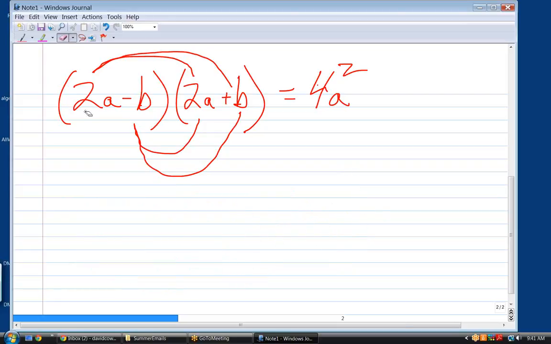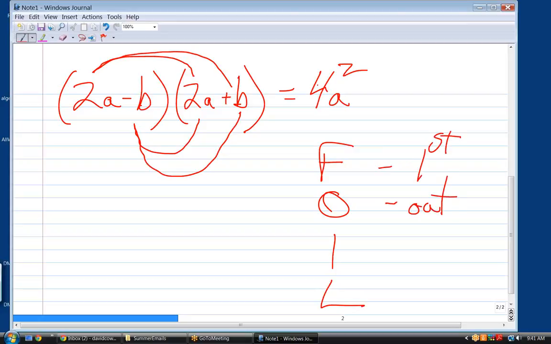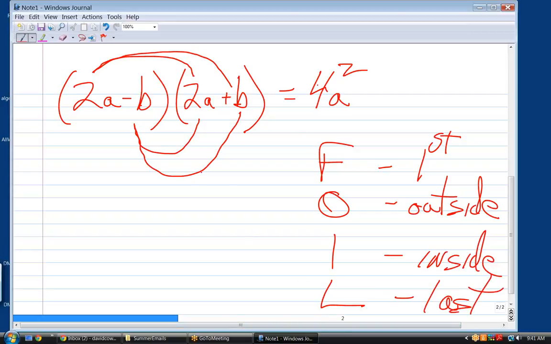And what FOIL basically means, in case they have given it to you and expect you to know it, is the first, the outside, the inside, and the last. And notice that's the same as what I did. I did the first times the first, I did the outside terms, I did the inside terms, and then I did the last, which is the last times the last.